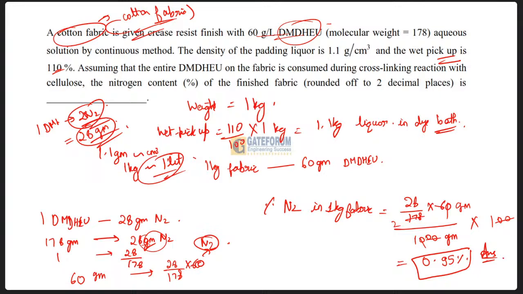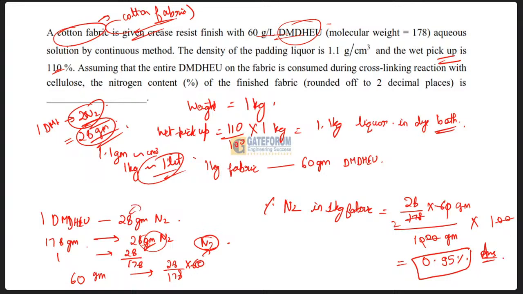It says that cotton fabric is used along with DMDHU by a continuous method, and it is assumed that the entire DMDHU is consumed during the cross-linking reaction with the cellulose. Then for the nitrogen percentage content of the finished fabric, you need to find how much nitrogen is there in 1 DMDHU. 2 nitrogen is there, means 28 gram nitrogen.